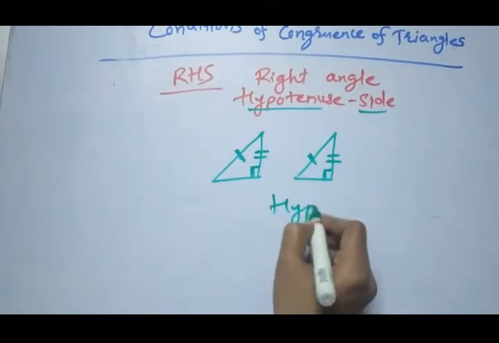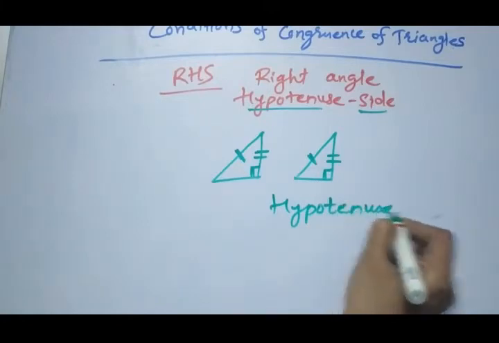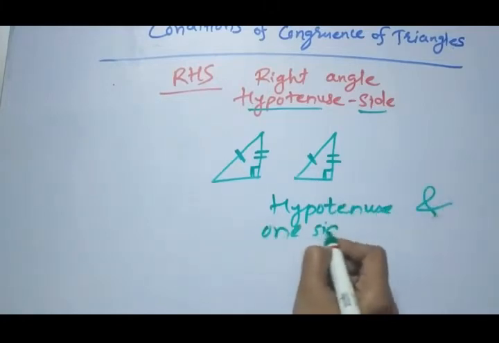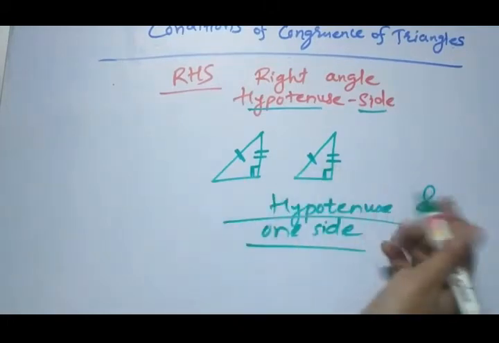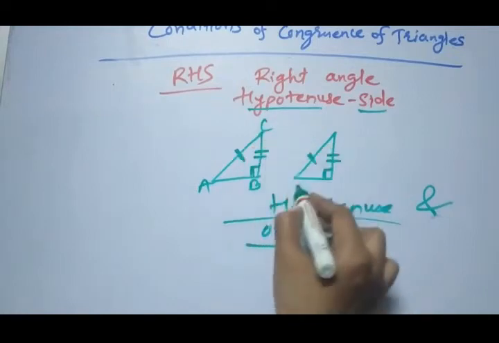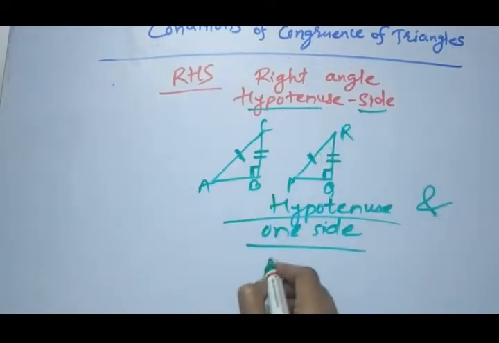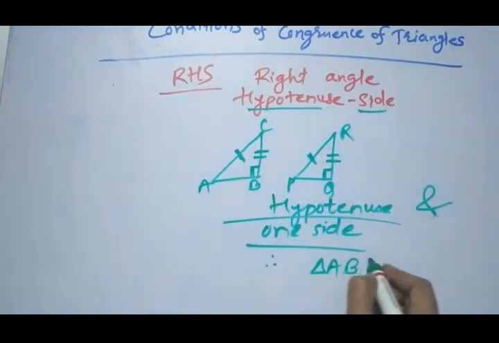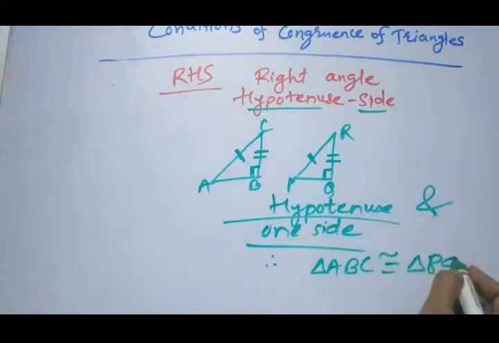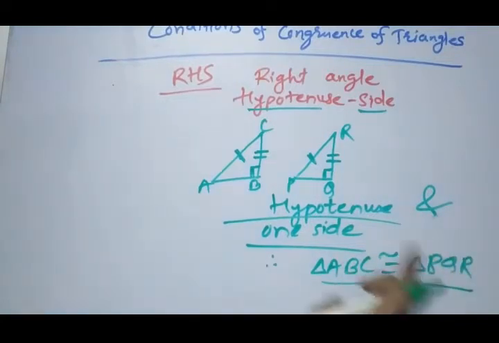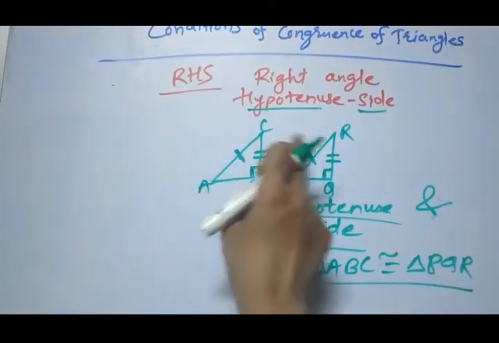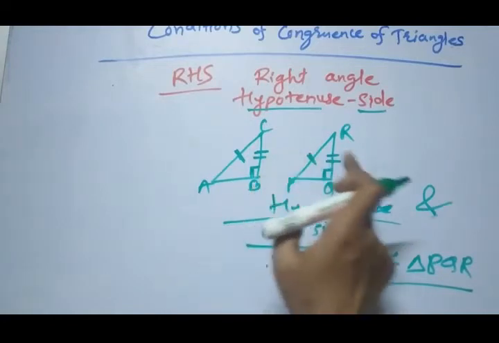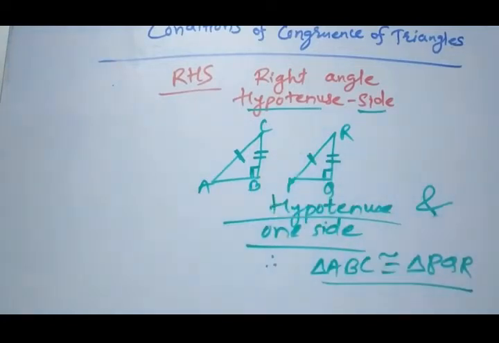So what do you have to check for the RHS criteria? Hypotenuse and one side should be corresponding to each other. Then you can say that the given two triangles, suppose this is triangle ABC and this is triangle PQR, therefore triangle ABC is congruent to triangle PQR. How are you saying they are congruent? Because they are right angled at B and here at Q, and one hypotenuse is equal to the other hypotenuse and one side is equal to the other side. So you can say that these two triangles are congruent to each other.